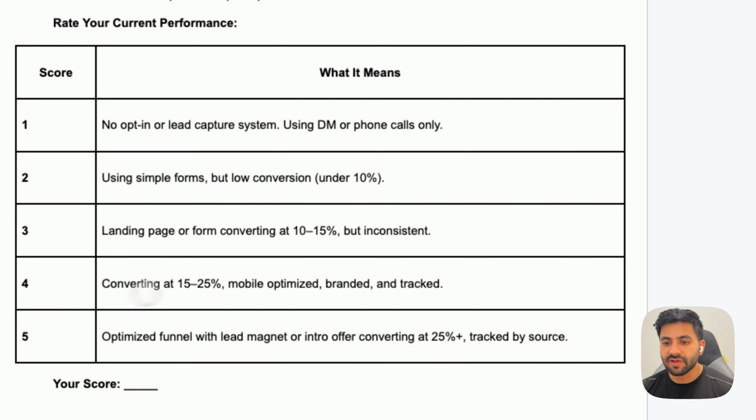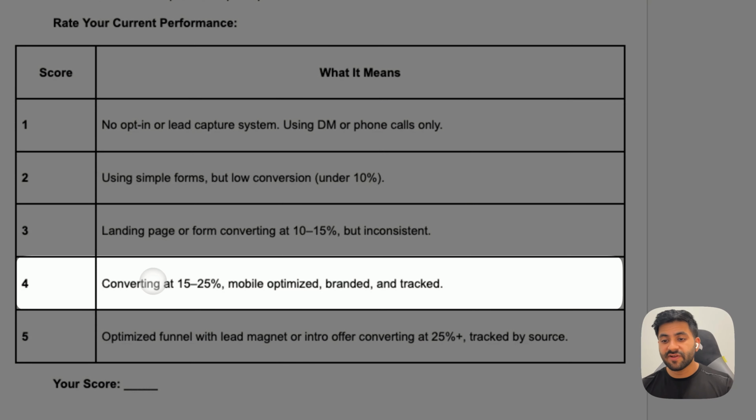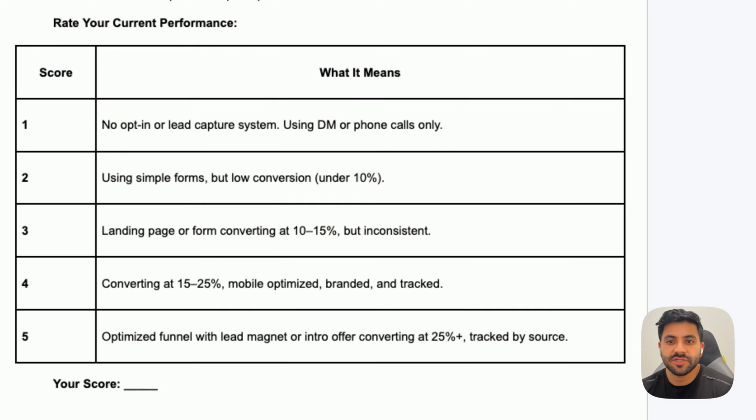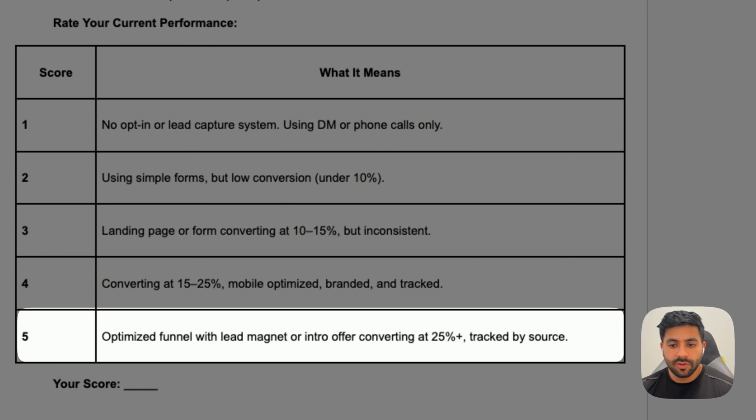At stage 4 out of 5, if you're converting at 15 to 25% with a mobile-optimized branded page that's tracked consistently, now we're making progress. You're almost there. You're about 80% of the way there, but there are still things we could be fixing. Okay, so 5 out of 5.